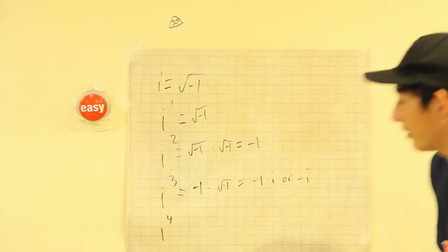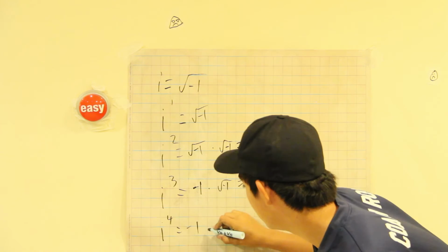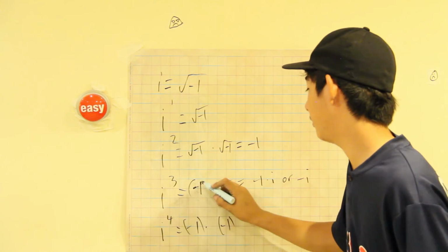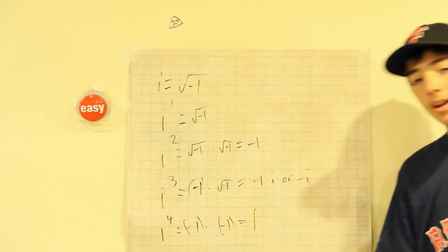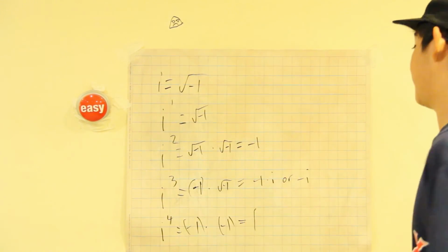And finally, what's i to the power of 4 equal to? Well, that's equal to -1 times -1. Put that in parentheses for you out there who are freaking out. And what is that equal to? 1. Now, the powers of i go from 1 to 4 in a cycle.